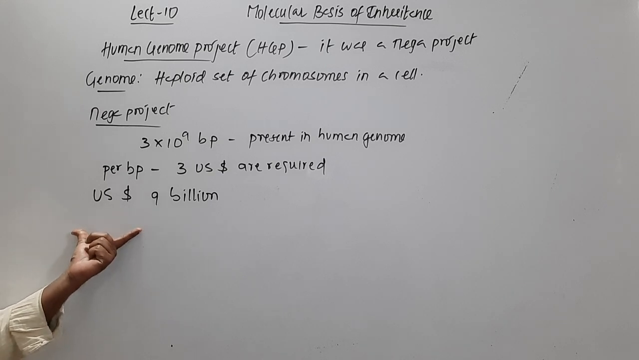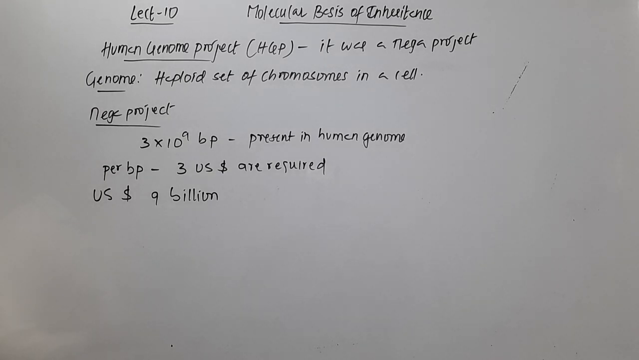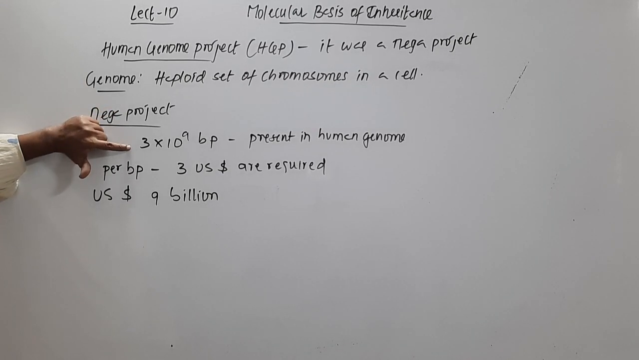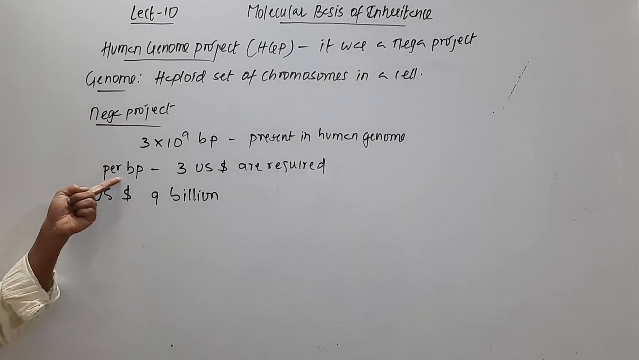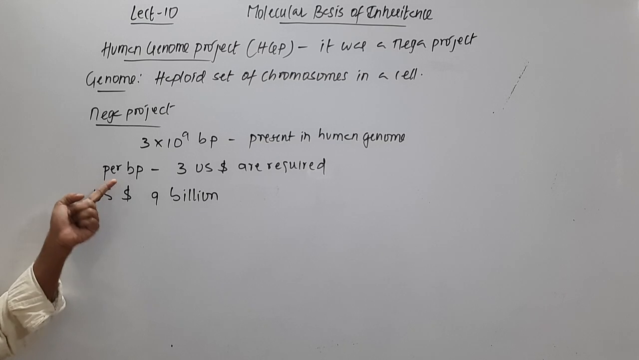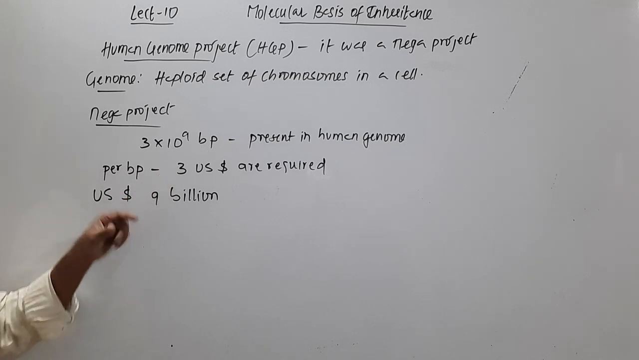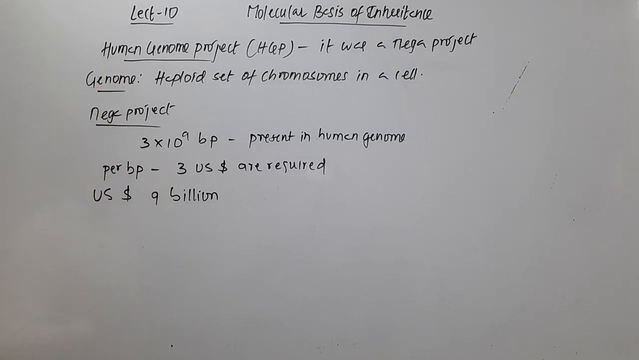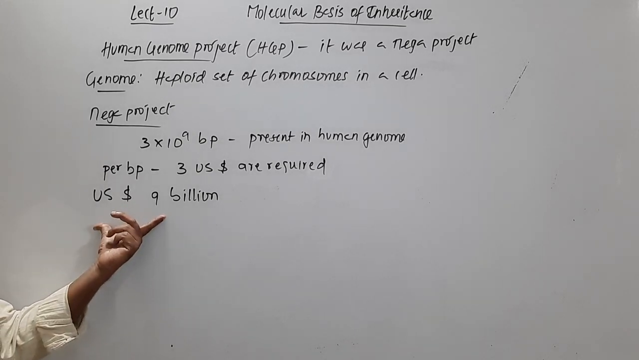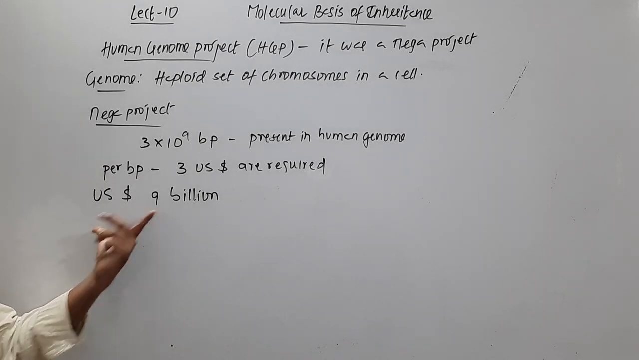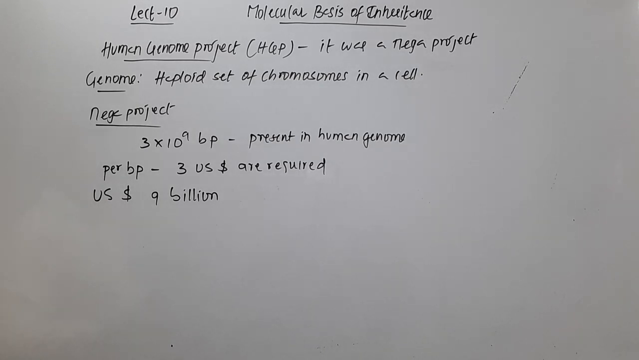For that reason, the Human Genome Project is called a mega project. The number of base pairs present in the human genome is 3 into 10 to the power of 9, and for finding out one base pair, the money required is 3 US dollars. The total amount of money to complete this genome will require 9 billion US dollars. So for that reason, the project is called a mega project.